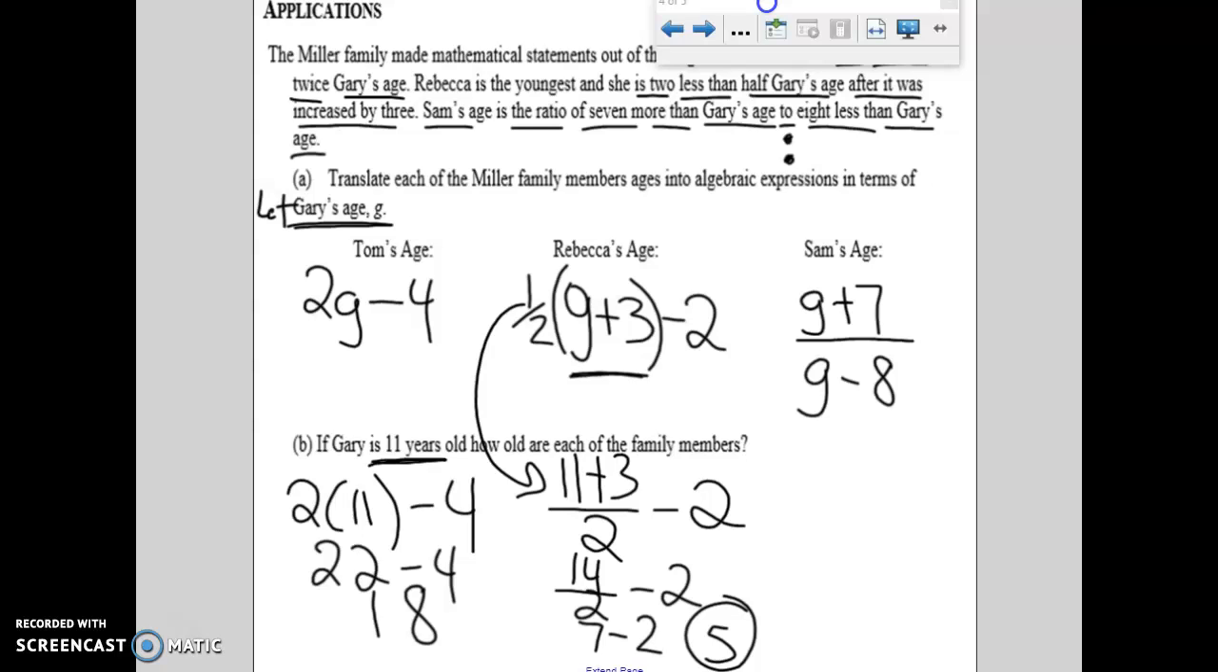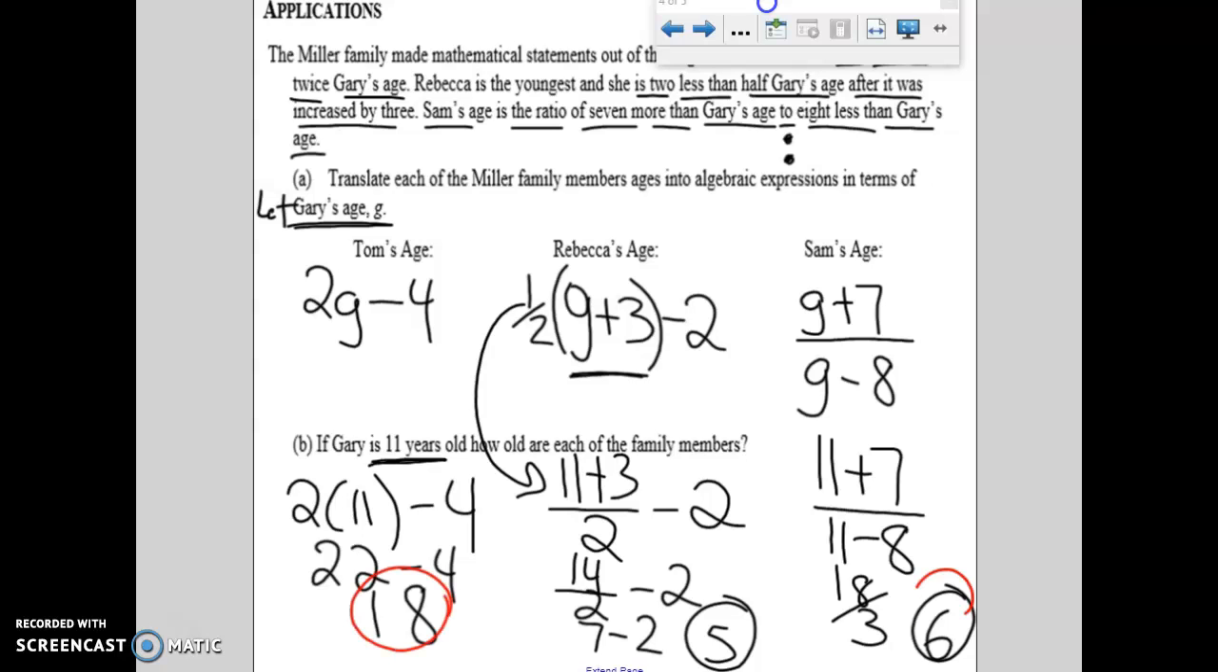Last one, and we're done. Let's put 11 in for both of the G's. 11 plus 7 in the top, and then 11 minus 8 in the bottom. Go ahead, do the addition and the subtraction first. For 18 over 3. And 18 divided by 3 makes 6. And we do have one thing that we can do to fact check. Rebecca was the youngest. Is she the youngest? If Gary is 11 and Tom is 18 and Sam is 6, yep, Rebecca is 5 years old, she's the baby. She wins. Okay?